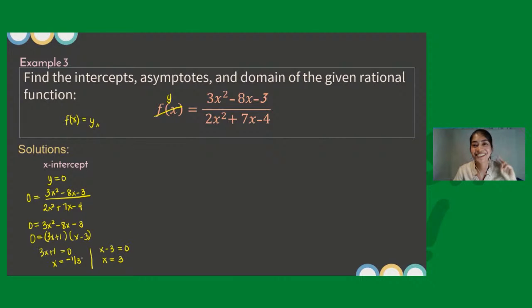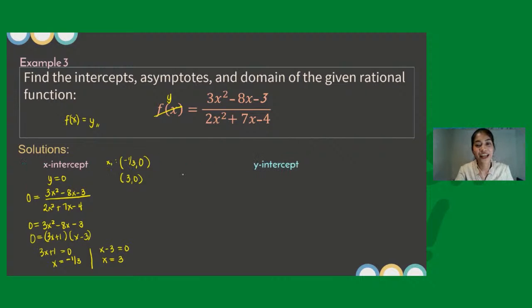Meaning to say, we have here two x-intercepts. The first intercept, so sabi natin kapag x-intercept, the value of y is 0. So the first intercept will be negative 1/3 and 0. And the second intercept will be 3 and 0. So this will be our x-intercepts.